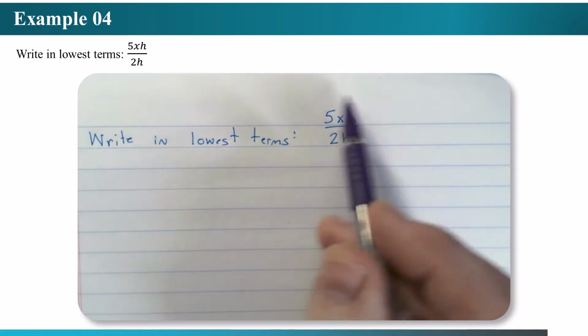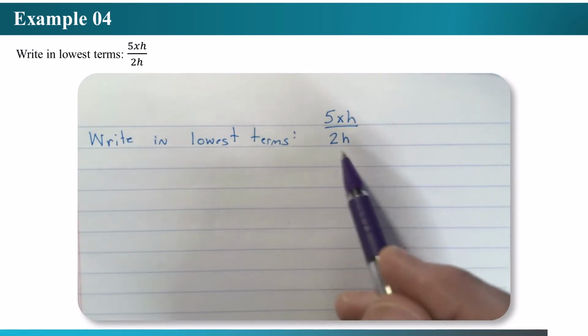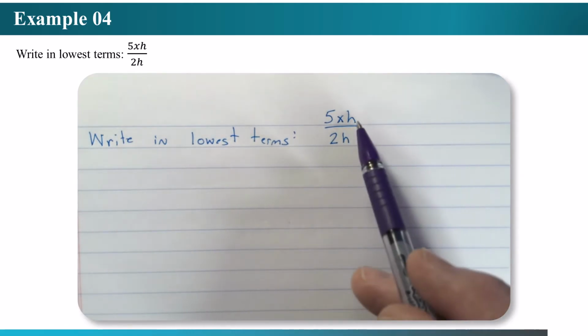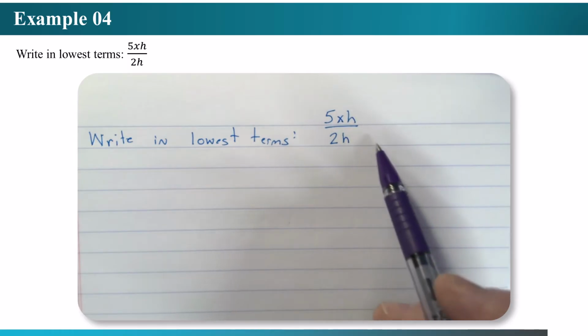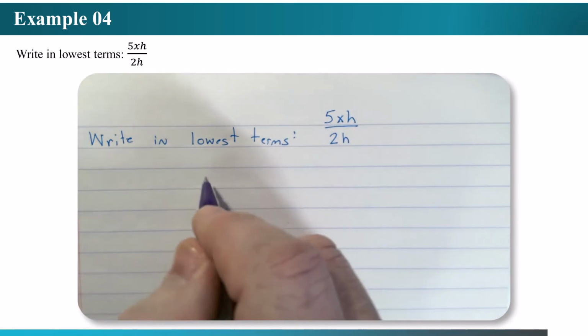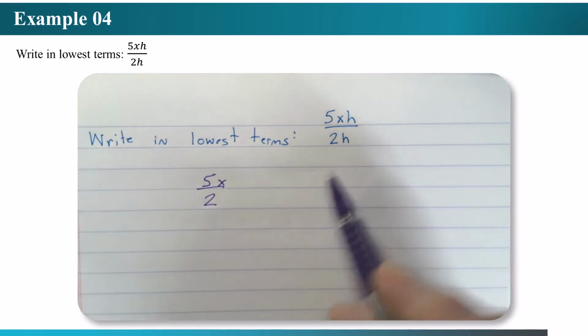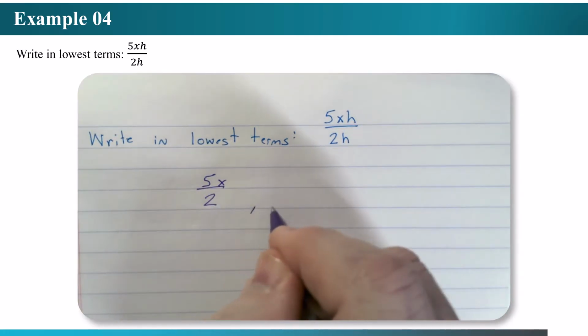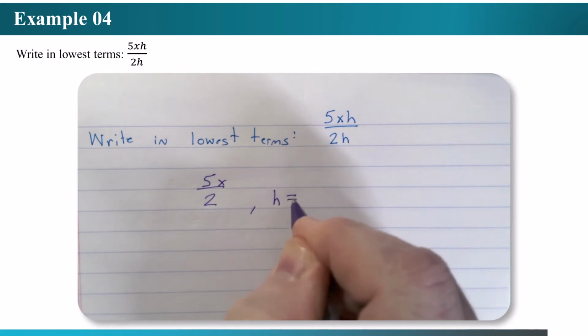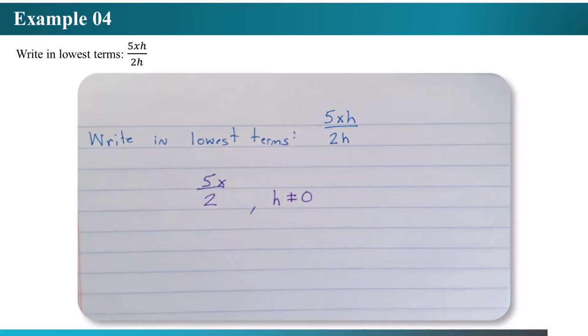However, we need to be a little careful here because the only way that this could cancel out is if we know that h is not equal to 0. So we're going to write this down as 5x over 2, where we're canceling out the h's, but let's also write down over here that we're assuming that h is not equal to 0 when we do that.